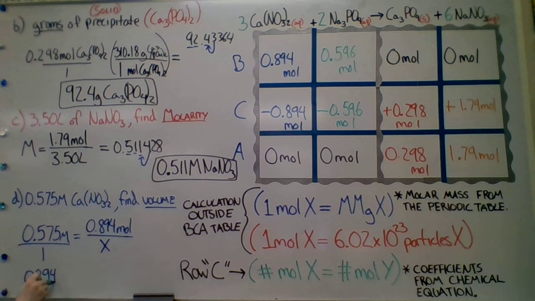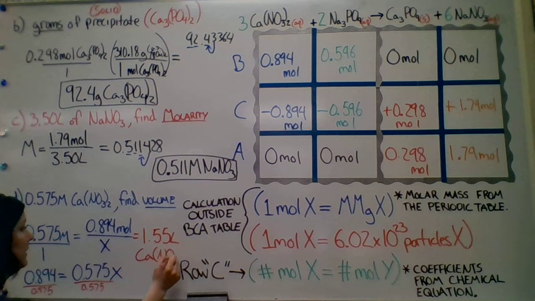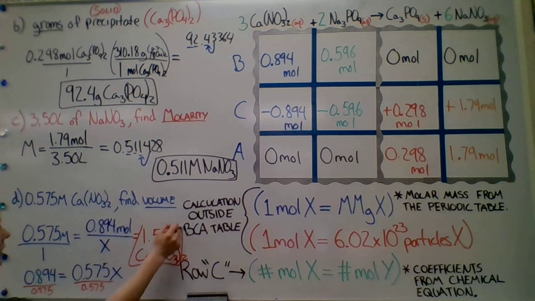So you'd have 0.894 is equal to 0.575x. You would then divide both sides by 0.575 to get x by itself. Sorry, I know this is kind of small. When you do that, your rounded final answer should be 1.55 liters of calcium nitrate. And this is your final answer for letter D.